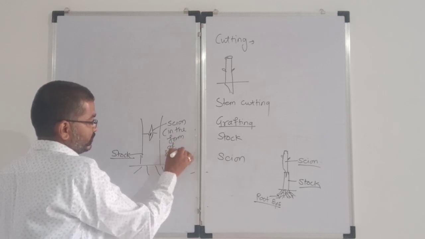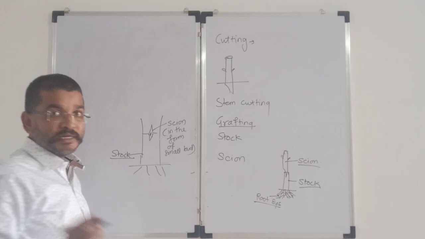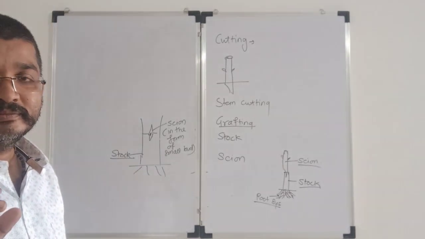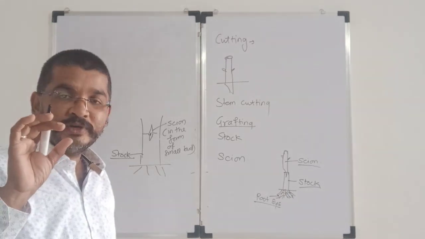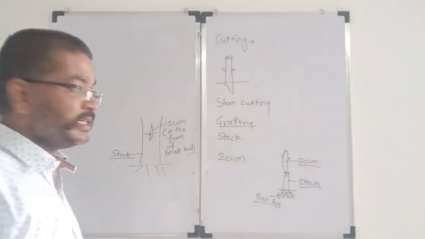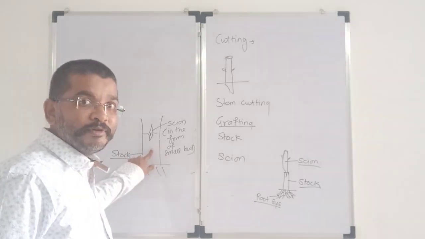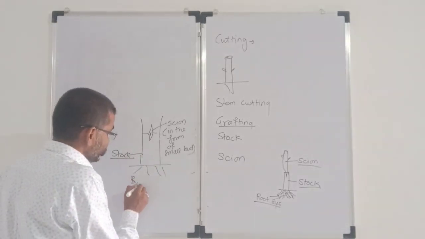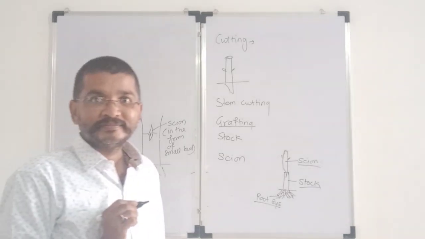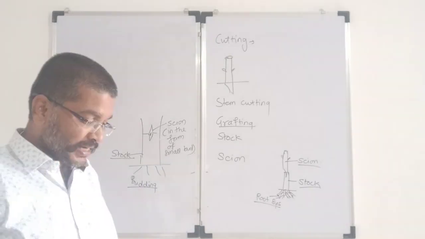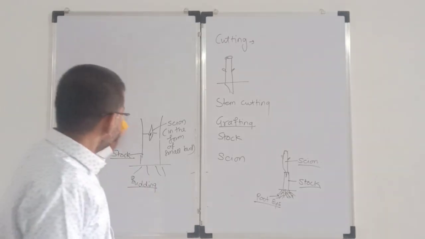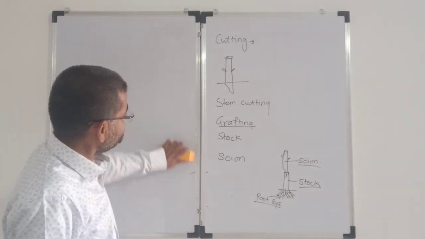The scion is in the form of a small bud. If the scion is a small bud along with a small piece of bark, and such a small piece of bark with the bud is inserted on the stalk, then that type of grafting is called what? Budding. This is clear.